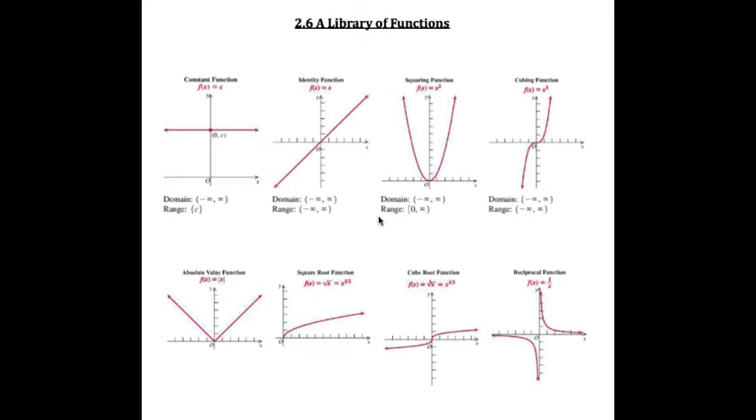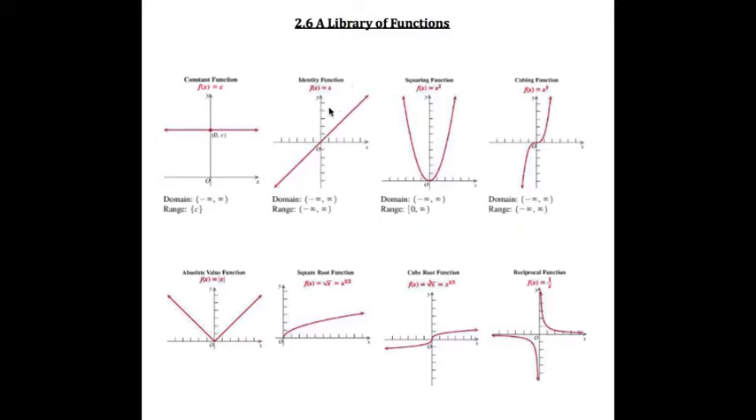Section 2.6, a library of functions. Here we have 8 different functions, and these are some common functions that you'll see throughout. So the first one is f of x equals c. That's a constant function, okay? So you can think of f of x equals a number, all right? And that's going to be a horizontal line.